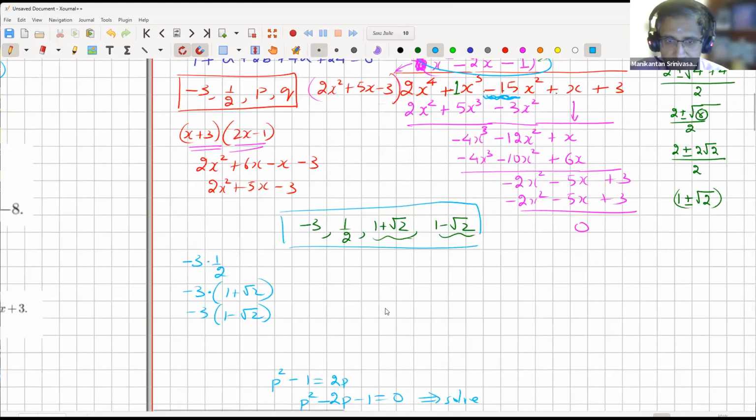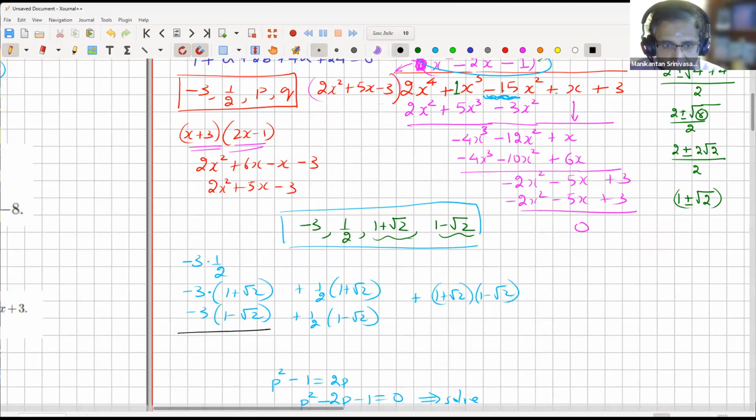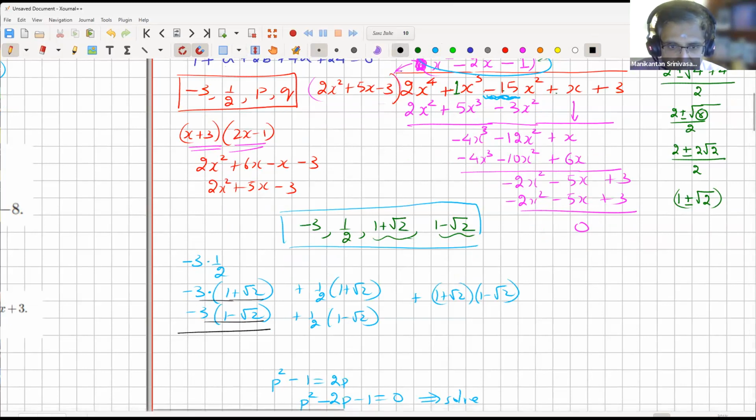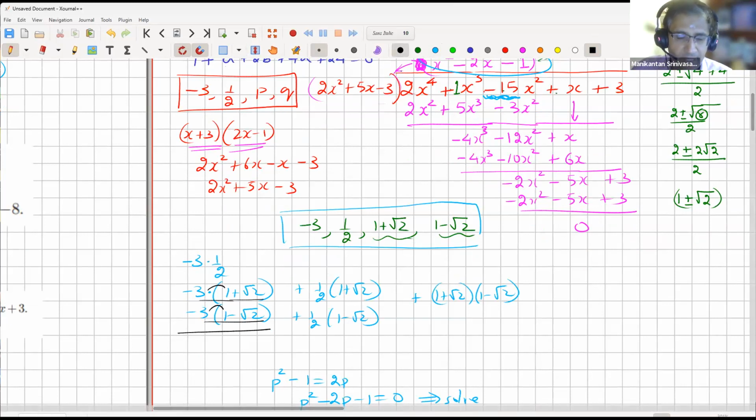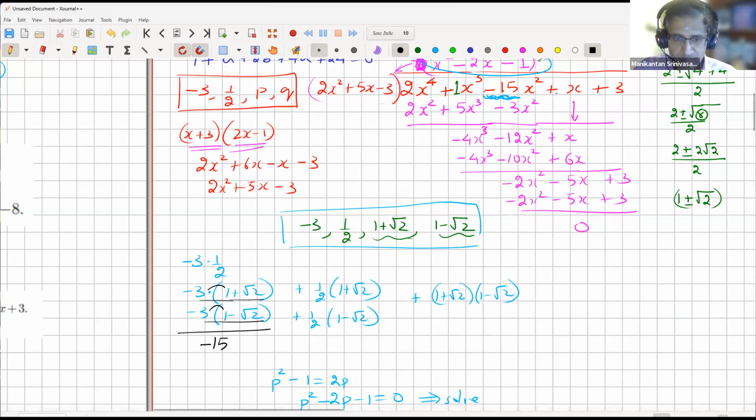Okay. Now, and then plus half into 1 plus root 2, plus half into 1 minus root 2. And then lastly, 1 plus root 2 times 1 minus root 2. So let's do this entire thing. Each of them can be simplified. So this one, I'm not going to do -3 times 1 plus root 2 and -3 times 1 minus root 2, because the root 2 will get cancelled anyway. So -3 into 1 and -3 into 1 will prevail. The root 2 will get cancelled anyway. So it's -6 and then -3 by 2, so -6 -3 by 2, -15 by 2.